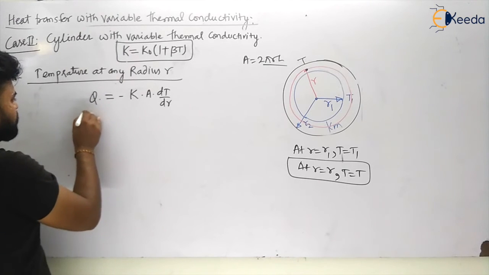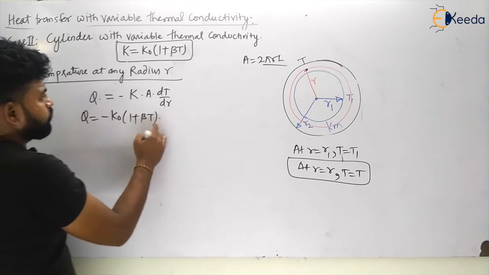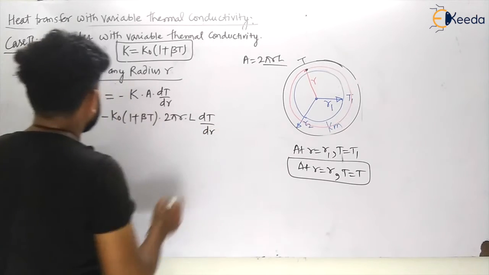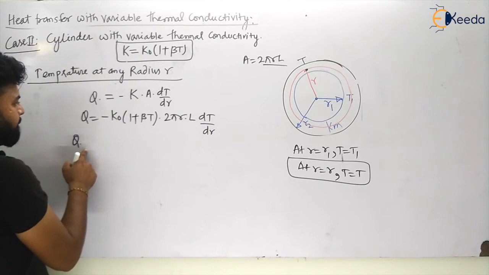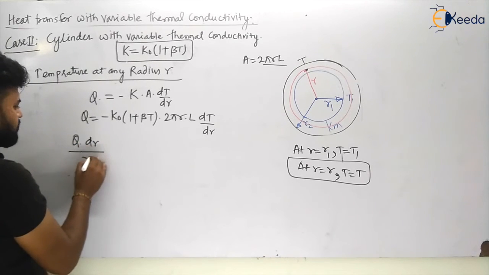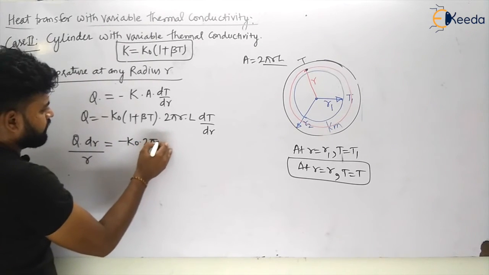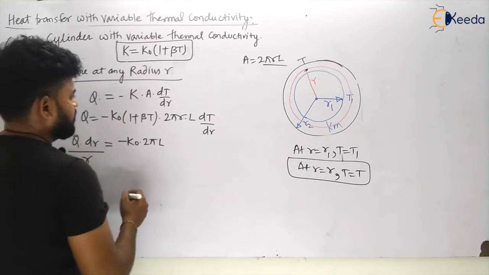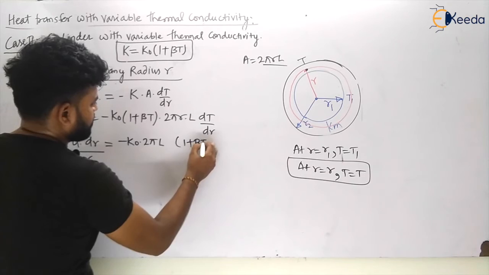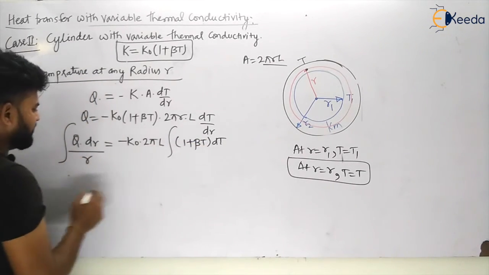Let us put the value of area and conductivity from this equation. So Q is equal to minus K naught (1 plus beta T) into area, 2 pi r L, into dT by dr. Separating the terms, Q into dr divided by r is equal to minus K naught into 2 pi, L is constant, and the remaining term is (1 plus beta T) dT, my dear students. So let us integrate again.